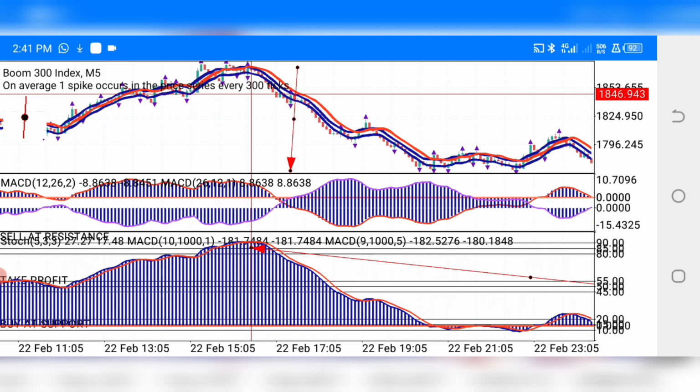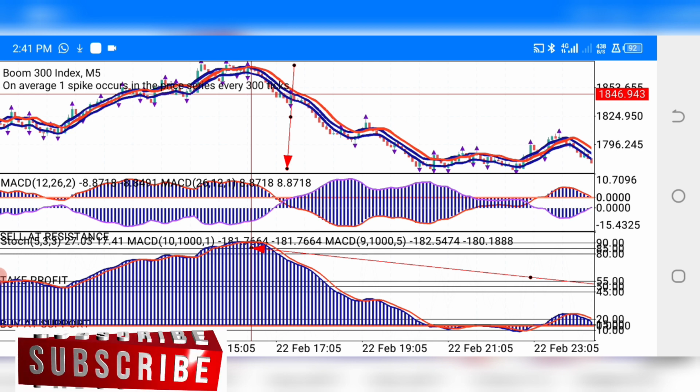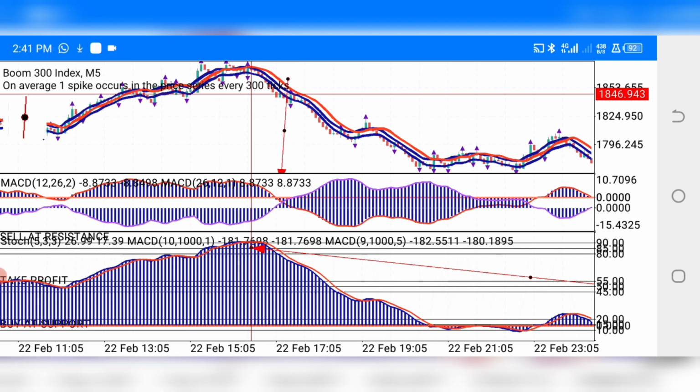All right, so that is where you take your sell. That is the second confirmation: there must be a change of trend in the market, which you're seeing here, the red crossing over the other signal line, the red signal line, which is the original signal line we are looking at.